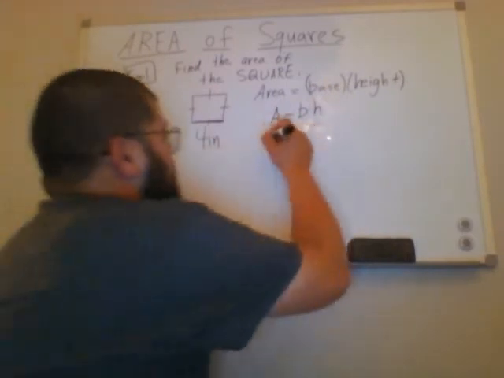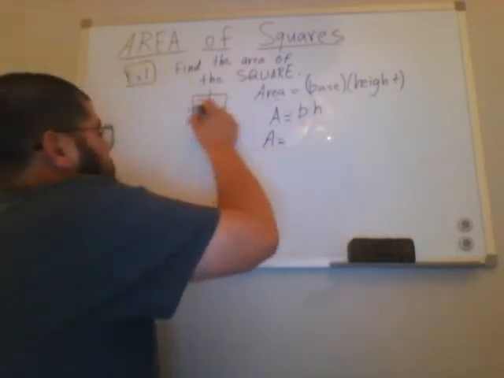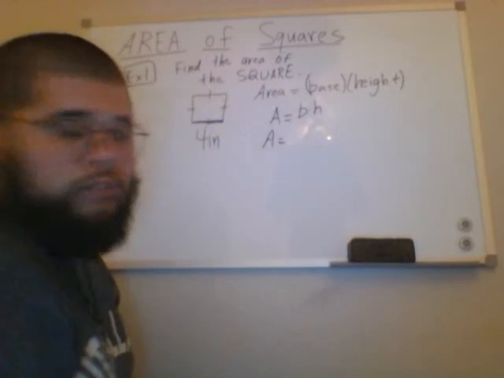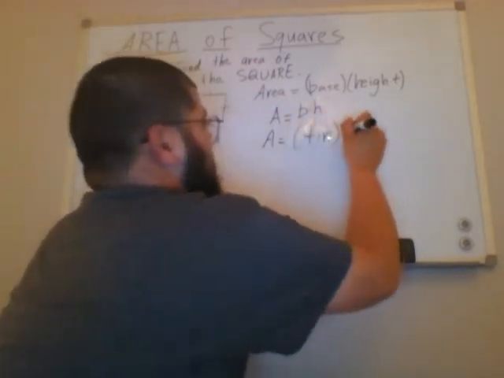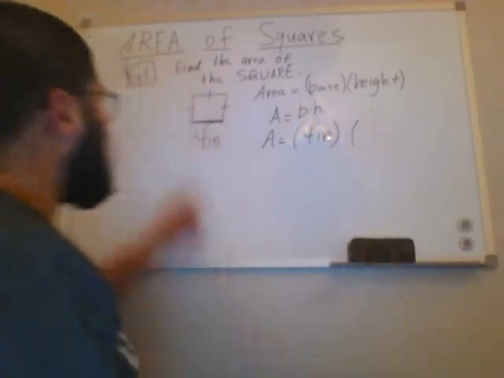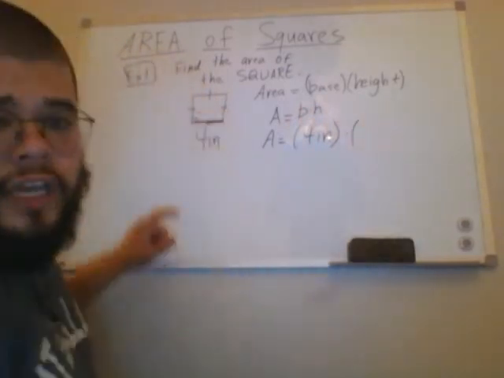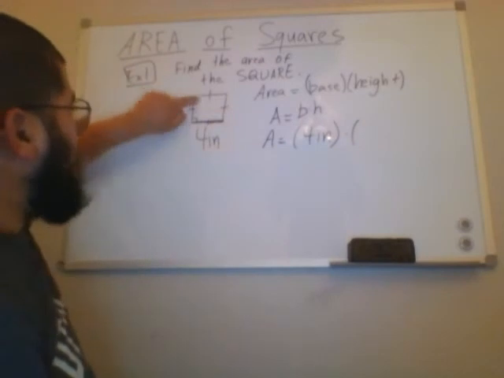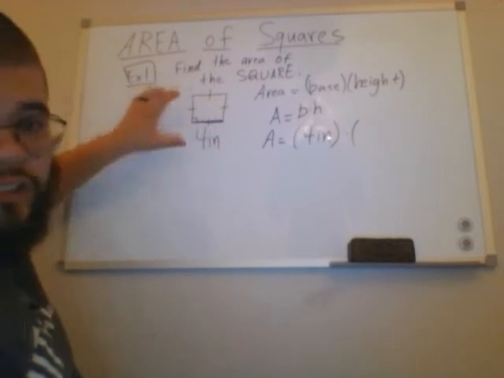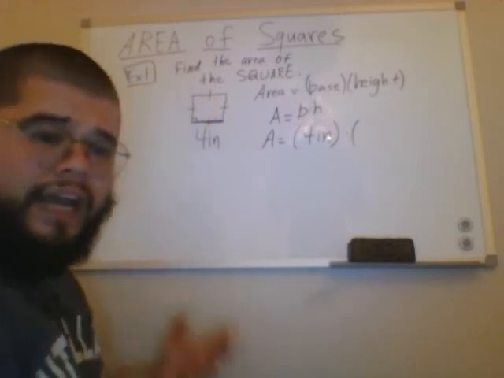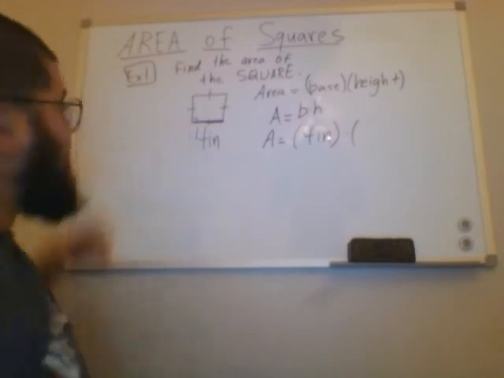Area, we're looking for that, so we don't know it yet. Our base is the bottom side length right there. We're going to say that that's 4 inches times the height, which, remember, there are right angles. If you look right here, there's right angles on every vertex, every corner. There's 4 corners and 4 sides, because this is a quadrilateral. A quadrilateral has 4 sides and 4 vertices. And since there's a right angle here, that's how we know.